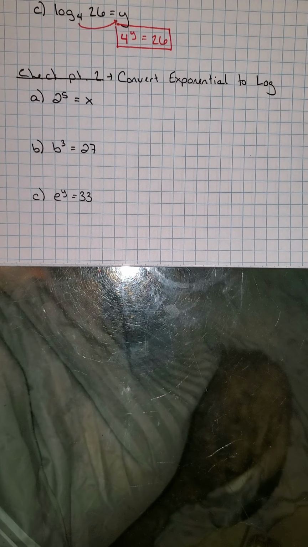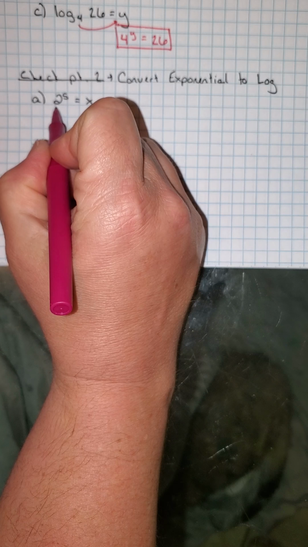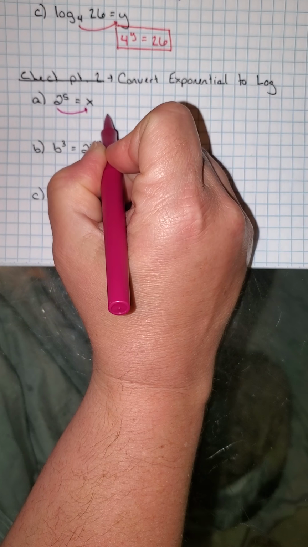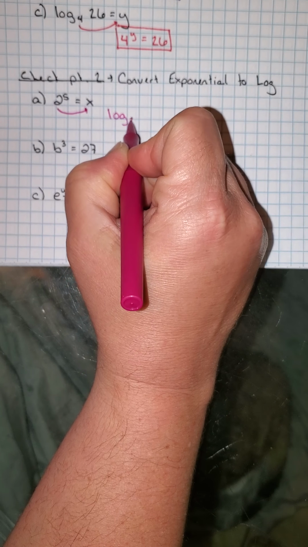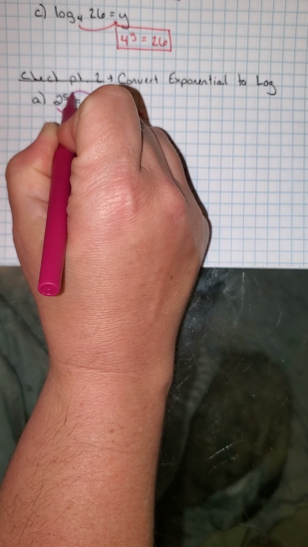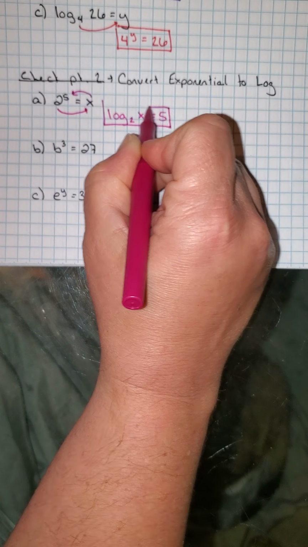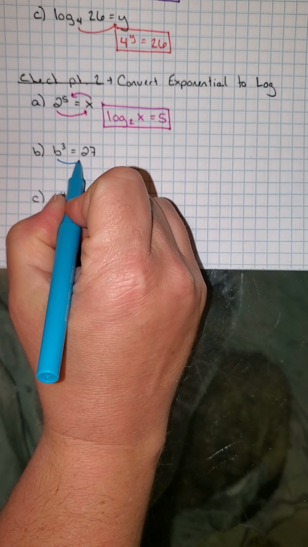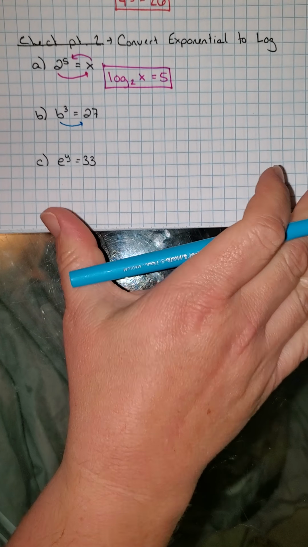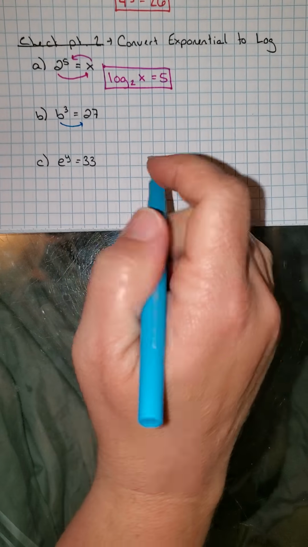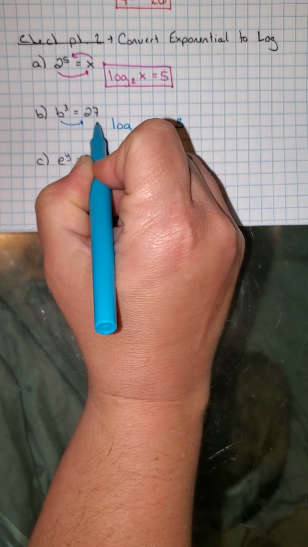We're going to start at our base, which is 2. So it's log base 2 of x. And then it equals your exponent, because a log equals an exponent. And that's it. We're just converting right now. This next one, our base is b. So it'd be log base b of 27 equals 3.